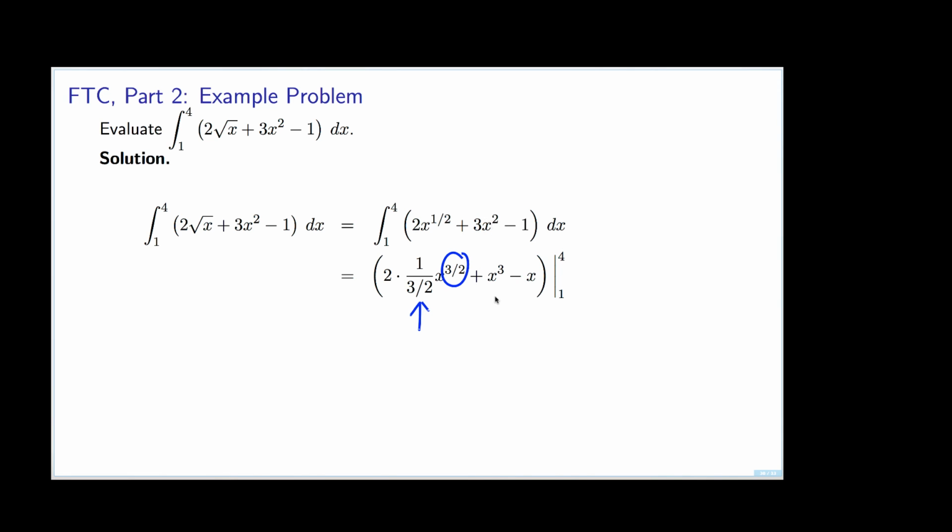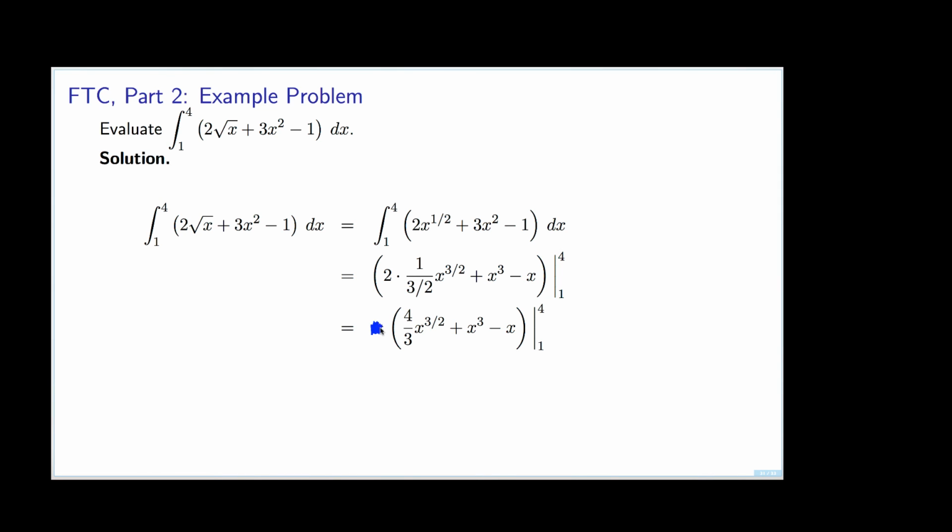Antiderivative of 3x squared is x cubed, and antiderivative of 1 is x, and then again I'll use this notation that just tells me plug in 4, plug in 1, and subtract. So our antiderivative here was 2 times 1 over 3/2 x to the 3/2 plus x cubed minus x. So this entire expression is our capital F. And then what this notation here is telling us is compute the number f of 4 minus f of 1. So now we'll just simplify and then we'll plug in.